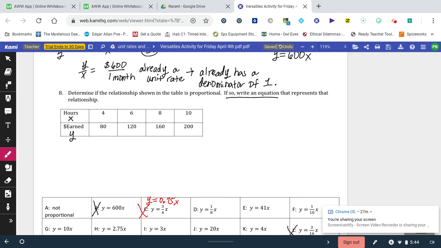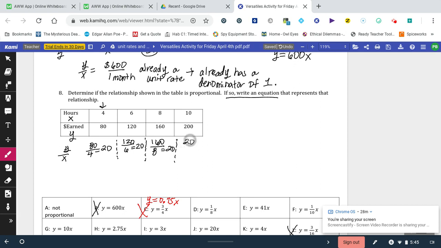So keep in mind, you are dividing y by x. So I'm going to look at this first column here. The money earned was $80 in 4 hours, which means someone made $20 per hour. All right, if you look at this one, someone earned $120 in 6 hours. Well, that's also $20 per hour. All right, if you look at this one, we have $160 earned in 8 hours. Well, that's also $20 per hour. So far it's proportional because I keep getting 20.